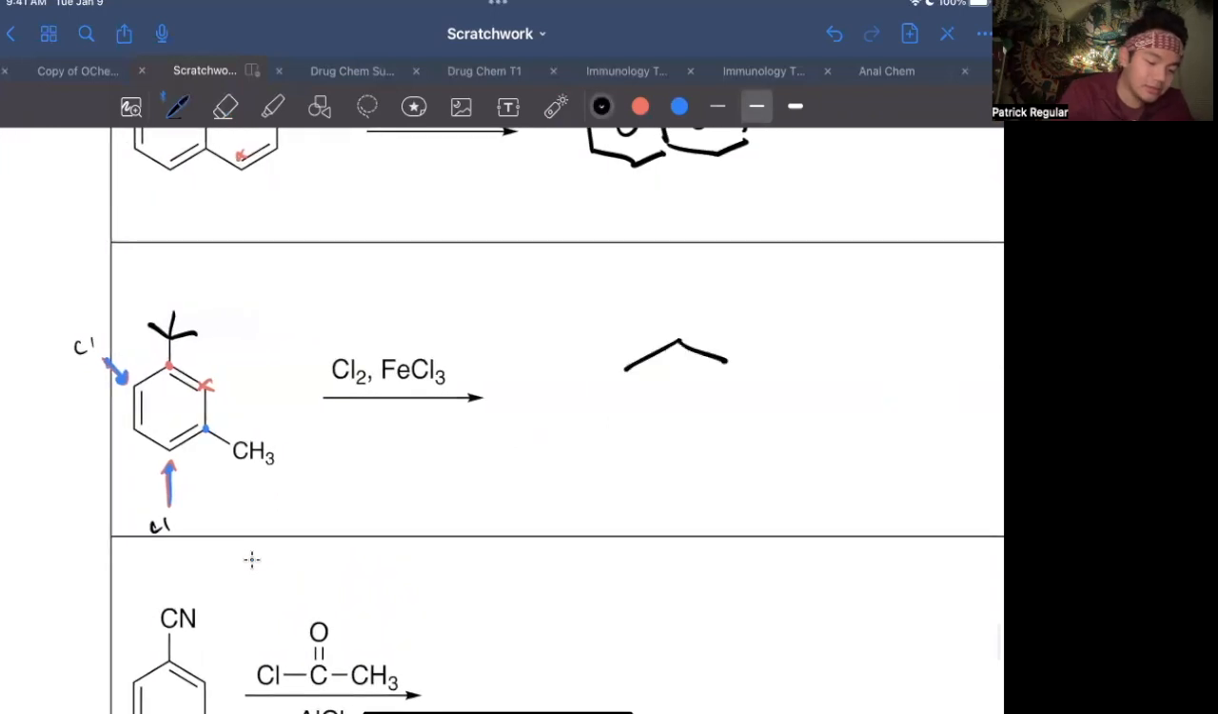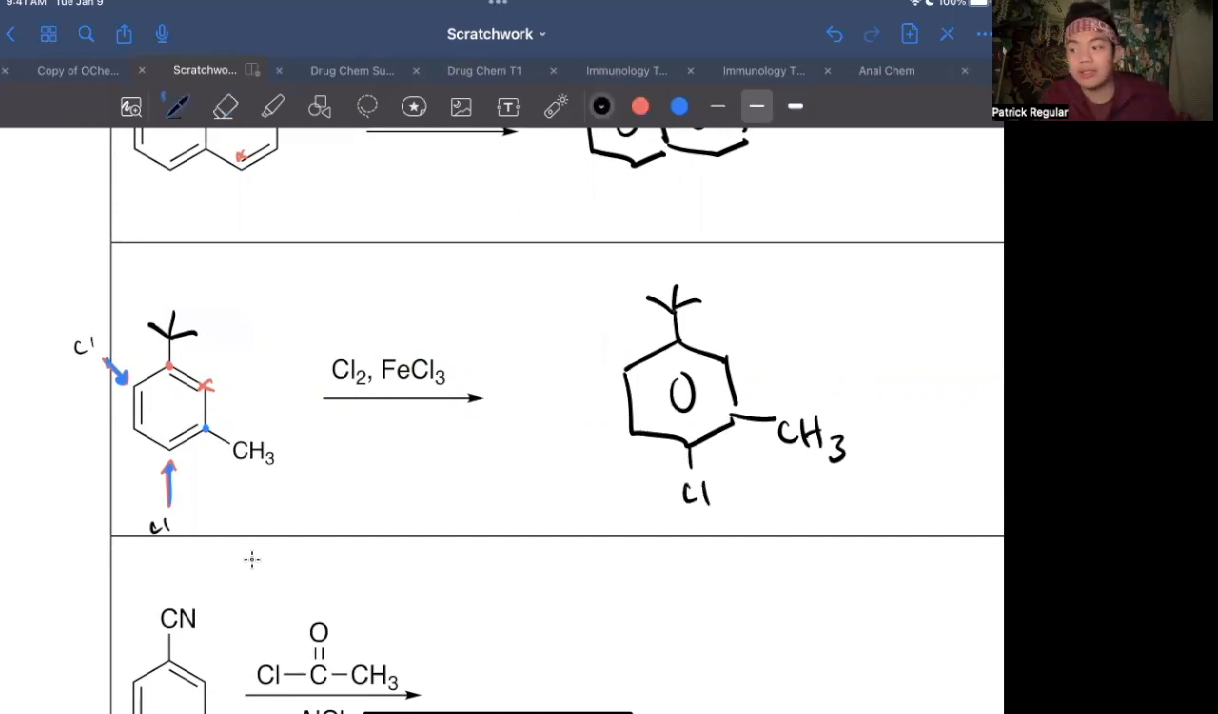Here, or here, it'll want to add to the bottom one. This is where chlorine wants to add because there's least steric hindrance. Okay, it is para to the tert-butyl group and it's ortho to the CH3 group, so it's still activated.